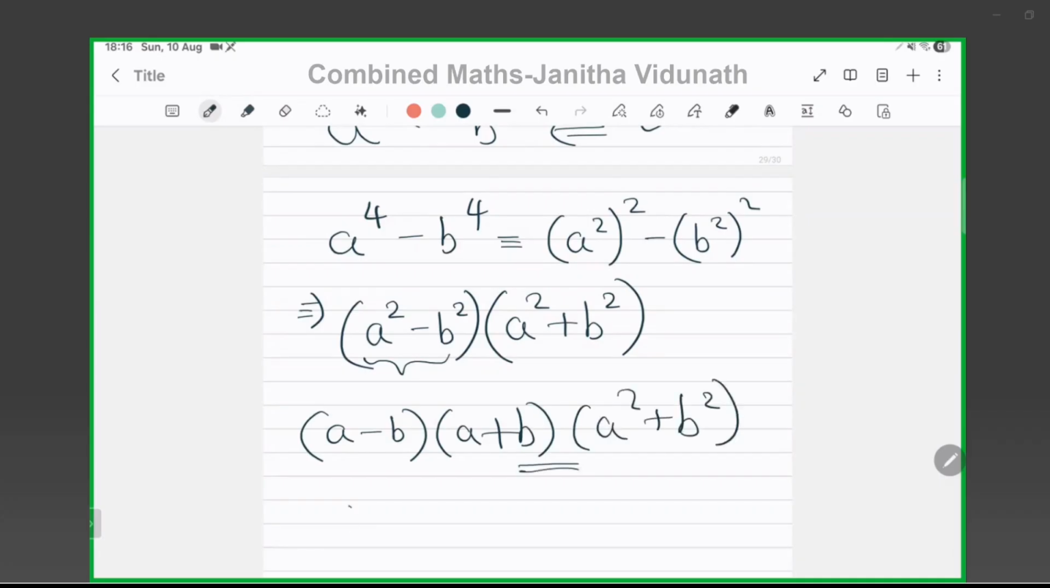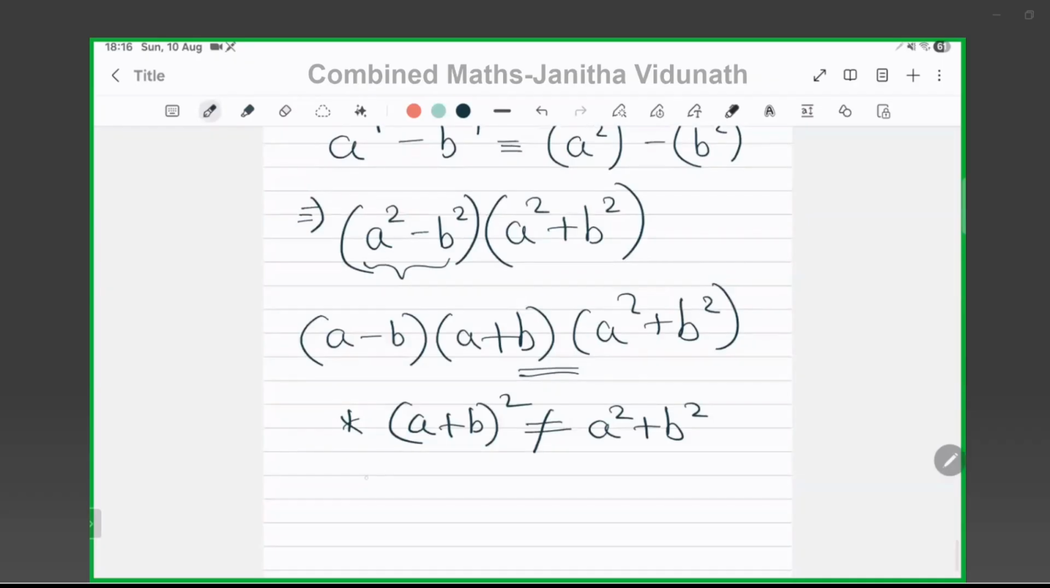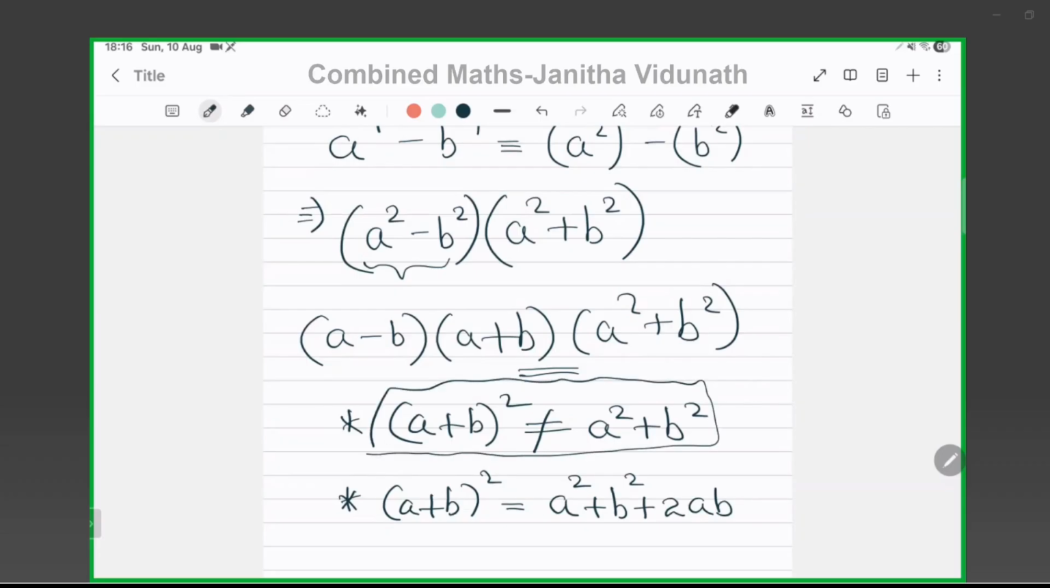Also keep in mind, a plus b whole square is not equal to a square plus b square. Like we learned previously, a plus b whole square is equal to the square of the first term, plus the square of the second term, plus 2 times first term times second term. This is not equal. If we get a square plus b square, don't write it as a plus b whole square.